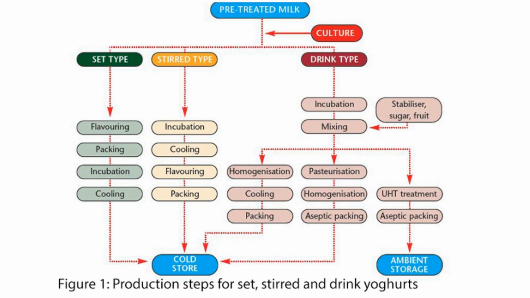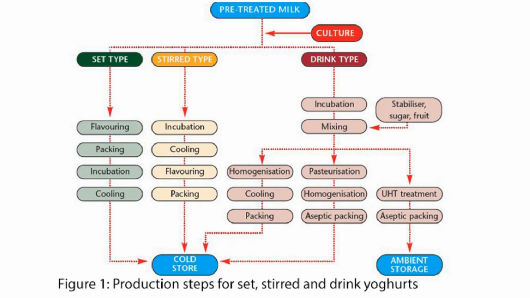So now let's see the set type. After the inoculation of the culture, we have to add flavors and then do the packaging. After the packaging, we incubate the product, and finally after the required incubation period, we do the cooling and then the storage.